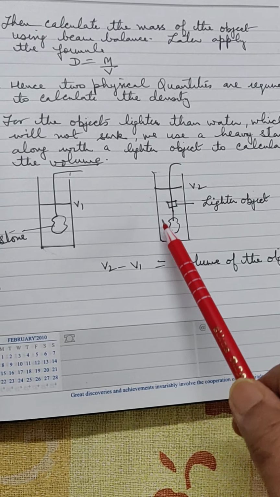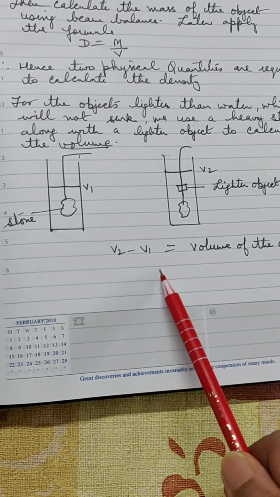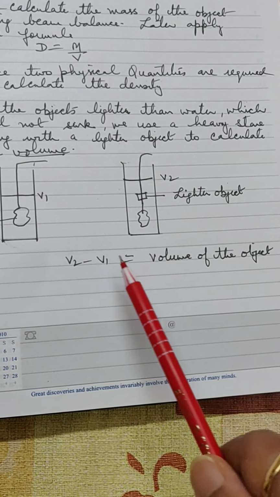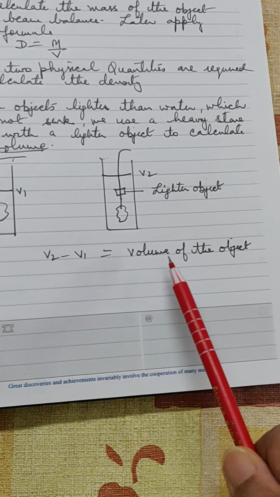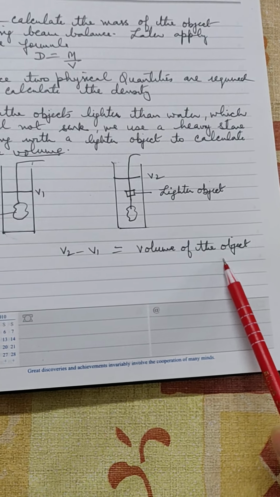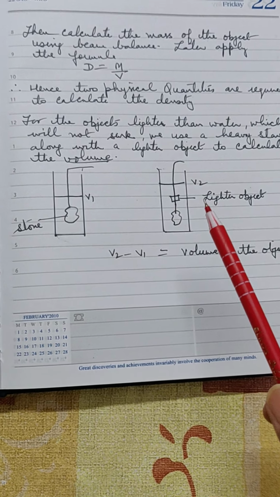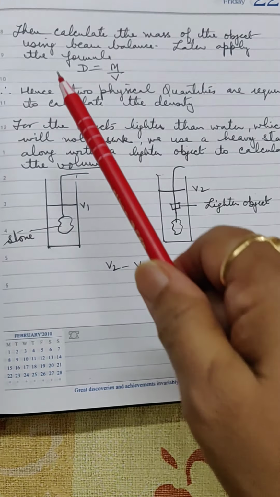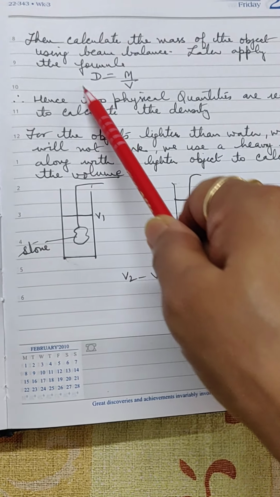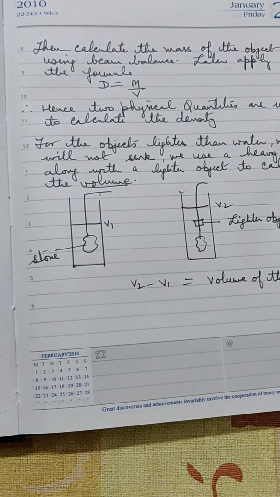So now we take another volume. The difference of the two levels will give you the volume of the object, and then you can calculate the mass of this object, right? And apply the formula density is equal to mass upon volume.